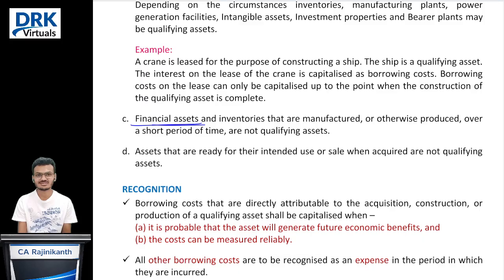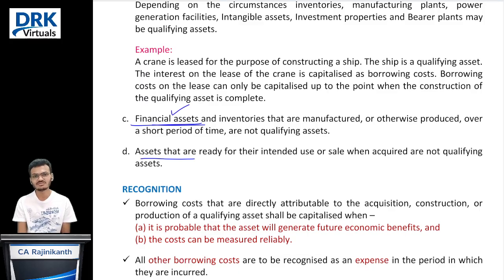And financial assets. What means? Investment in shares, debt securities, trade receivables. These are financial assets, correct? So these financial assets are also scoped, not a qualifying assets. Because they don't take substantial period of time to get ready for its usage or sale. At the moment we invest, that becomes readily available, correct? And also an asset that is ready for intended usage at the time of acquisition are also not qualifying asset.